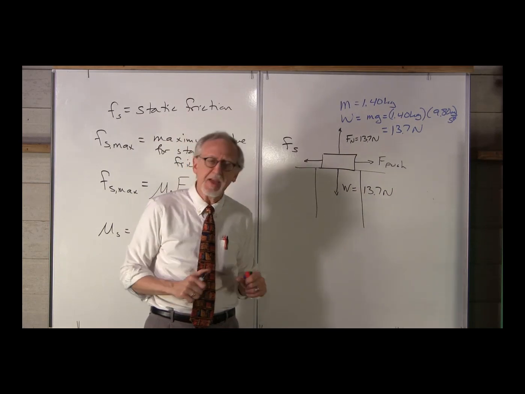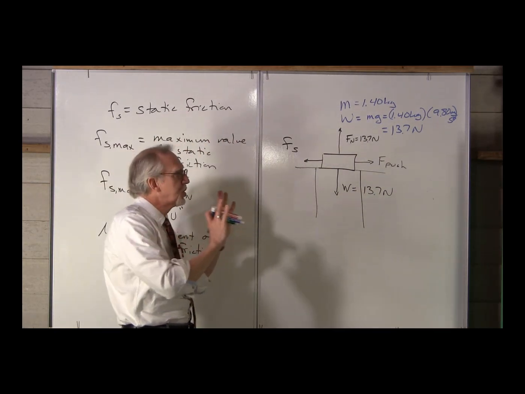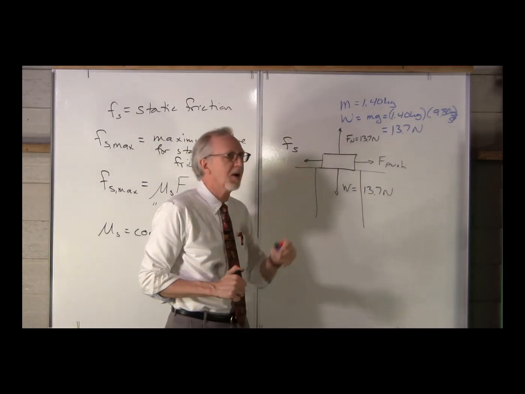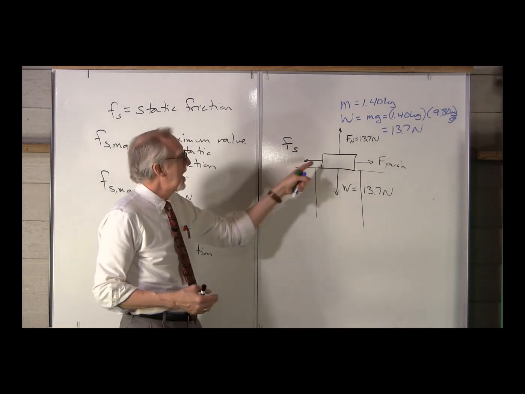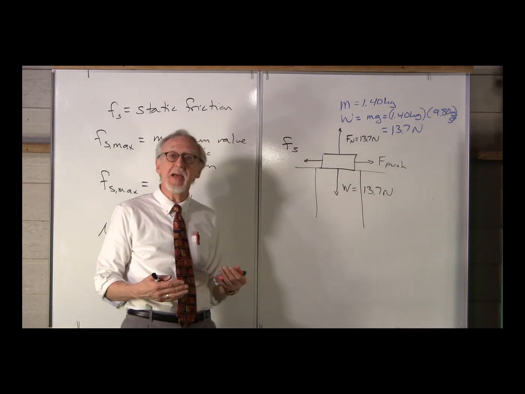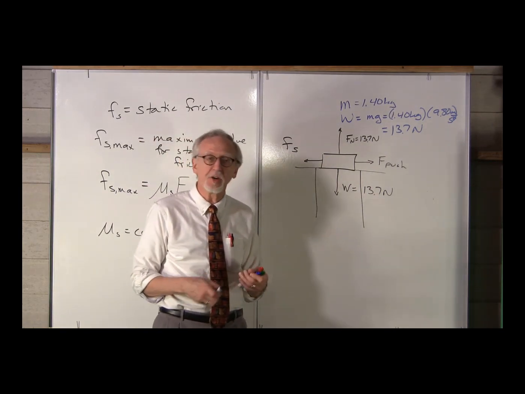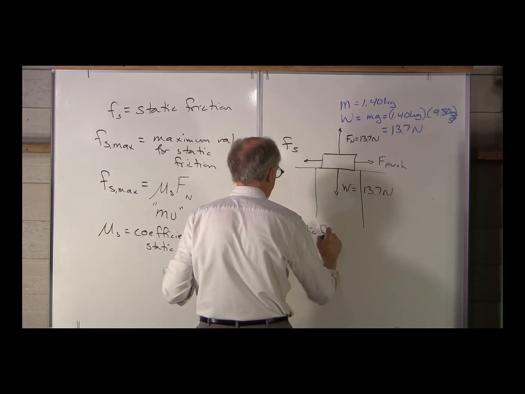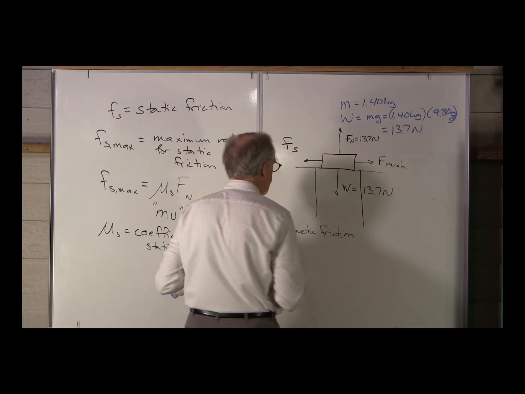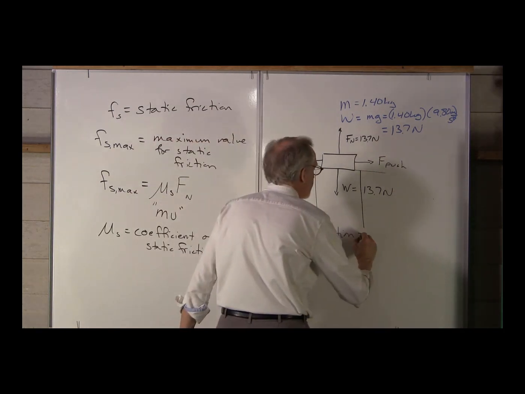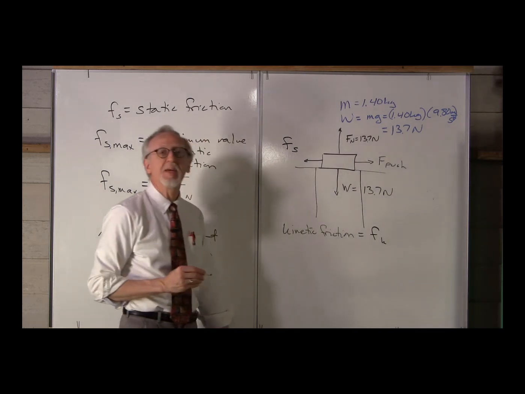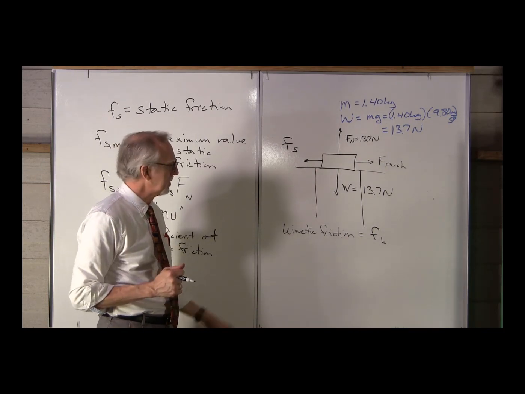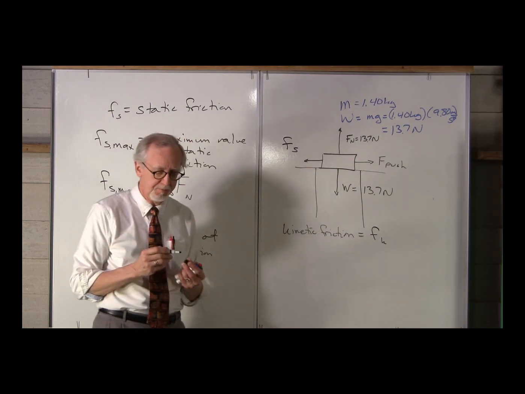We'll stick some numbers in just a second, but first let's imagine that we push hard enough. Let's imagine that F push is larger than the maximum value that we have for Fs max. What's going to happen? The object starts to slide. In that case, we have a different kind of friction, a sliding friction, called kinetic friction. The symbol we'll use for kinetic friction is a lowercase f sub k. Typically lowercase f's are used for both static and kinetic friction, with a lowercase k for kinetic friction.